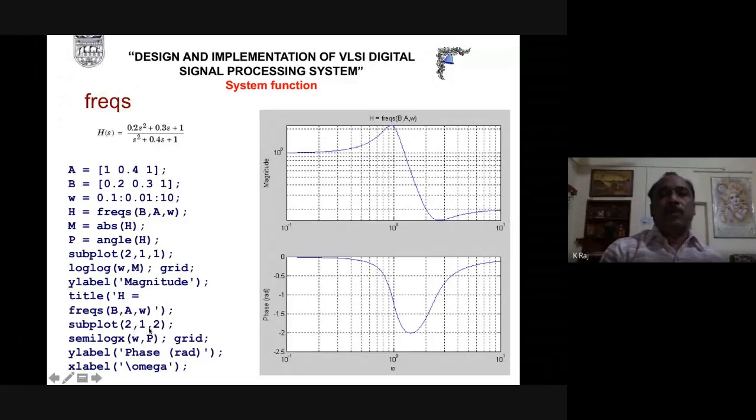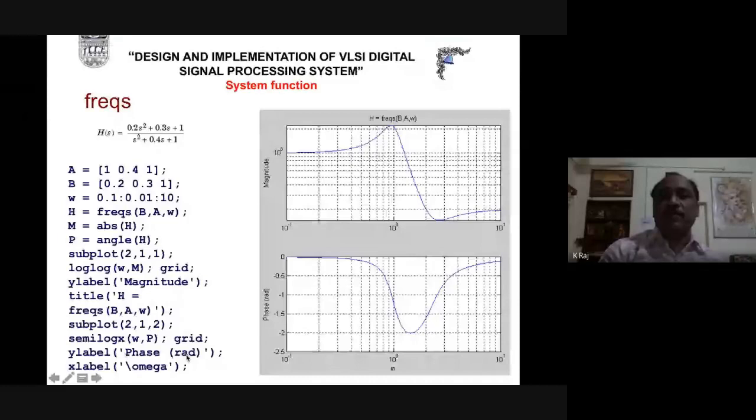In the second row, we have to use the semi-logarithmic graph, and the axis considered as logarithmic is X. So we have to consider semilogx, then W, comma, P, that is the frequency, comma, phase, then grid takes place. On the y label, we will write the phase in radians, and on the x label, we will write omega. So on the x-axis we have written omega, and on the y-axis we have written the phase.